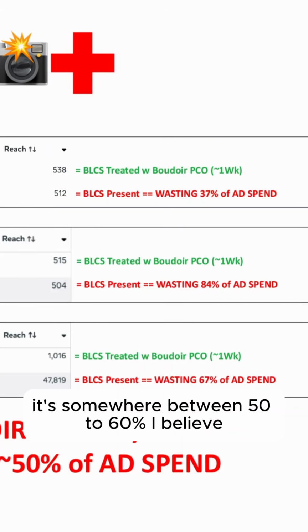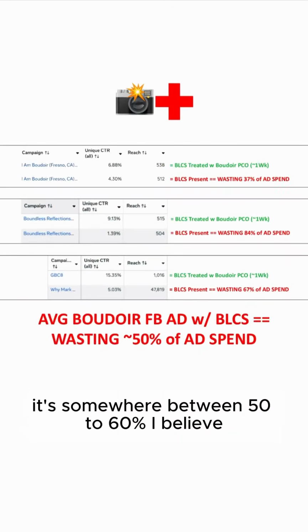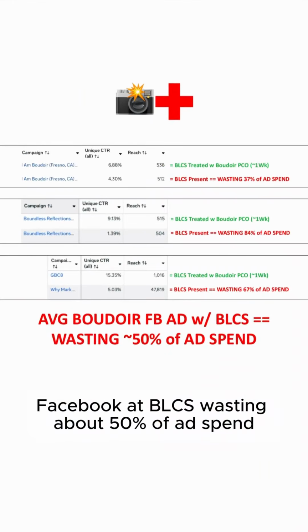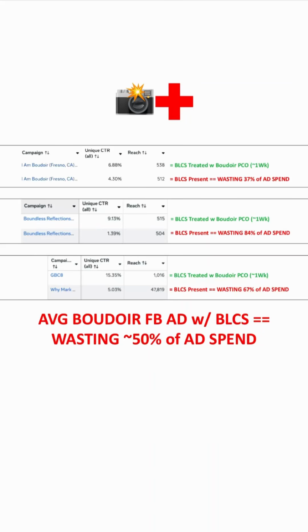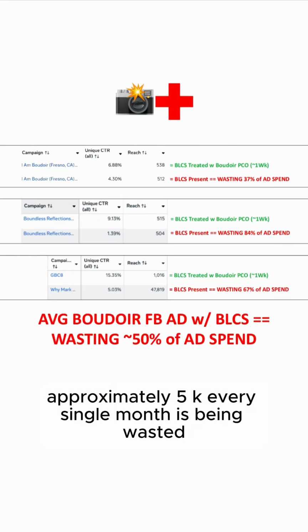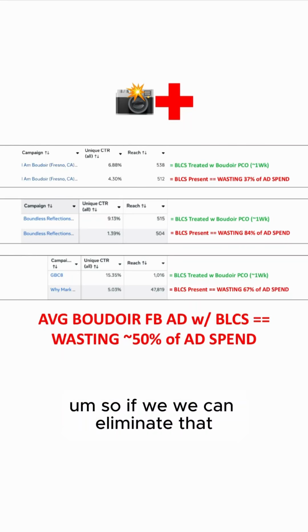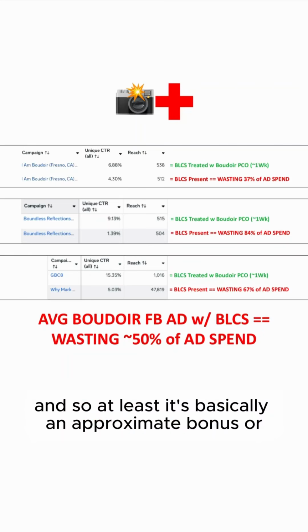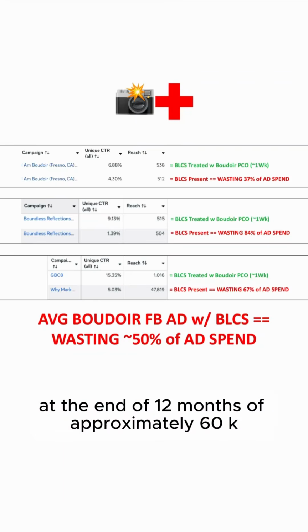Just take the average of those. It's somewhere between 50 to 60%, I believe. So the average Boudoir Facebook ad with BLCS is wasting about 50% of ad spend. And so they're spending 10 grand a month on Boudoir Facebook ads. Approximately 5K every single month is being wasted, literally every single month. So if we can eliminate that and put that back in their pocket, it's basically an approximate bonus or phantom profit at the end of 12 months of approximately 60K.